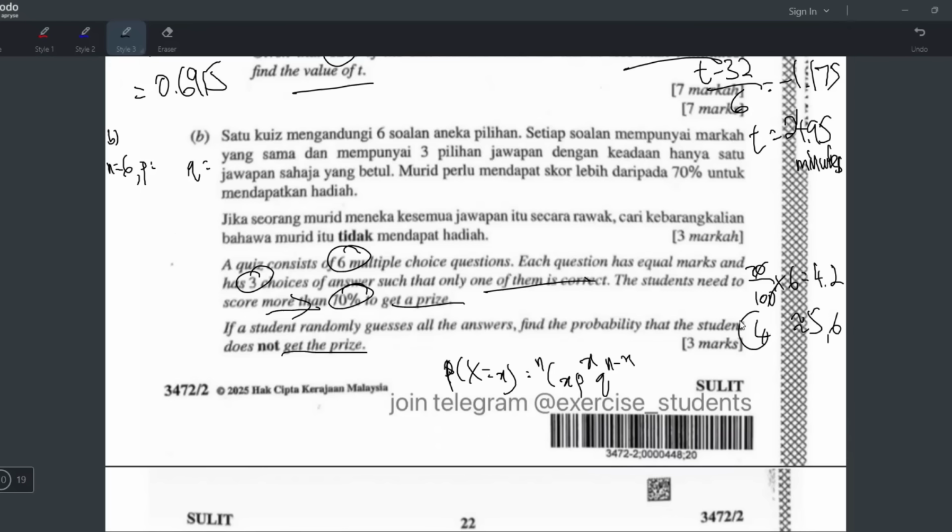Kenapa 4 soalan tak boleh? Sebab jawapan sini 4.2. And they already said more than 70%. So more than 4.2 will be 5, 6. 4 tak boleh lah. 4 is not more than 4.2.